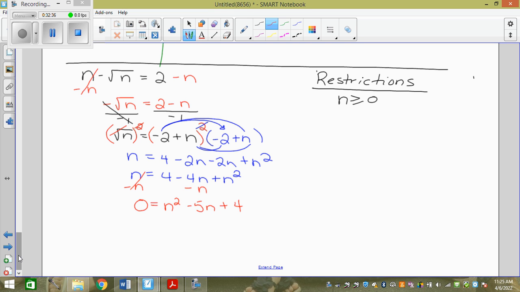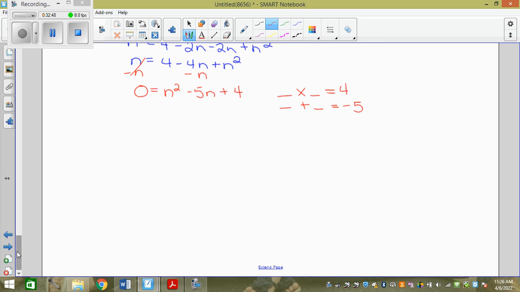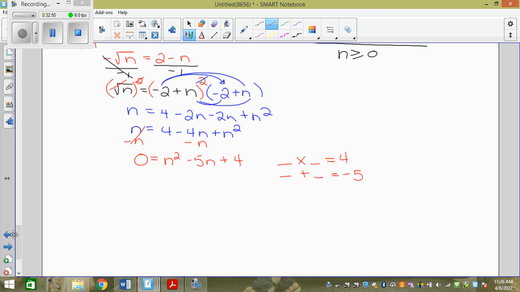All right. So what times what equals 4? What plus what equals negative 5? Is there anything? No. So what are you going to have to use? Quadratic formula. So A is 1, B is 5, C is 4. So, negative 4, negative 1. Oh, it does work. I just said poop. Oh, I just said it again.